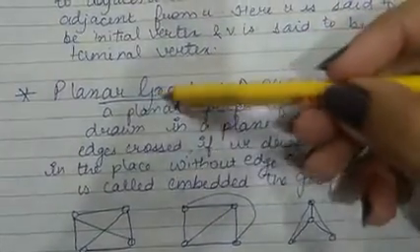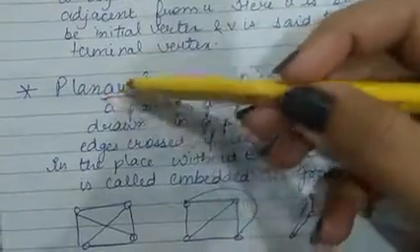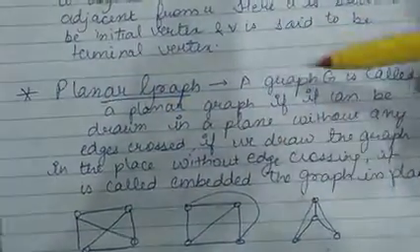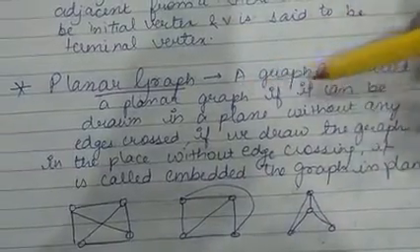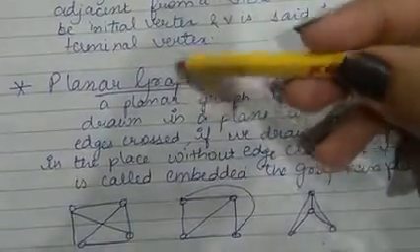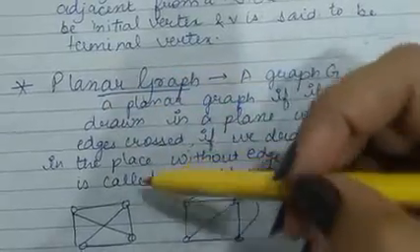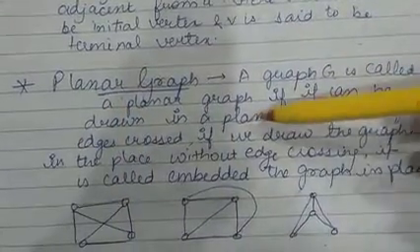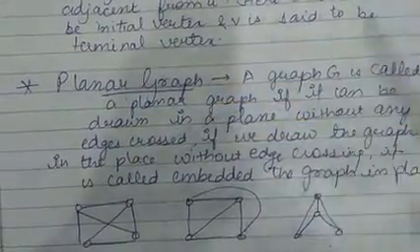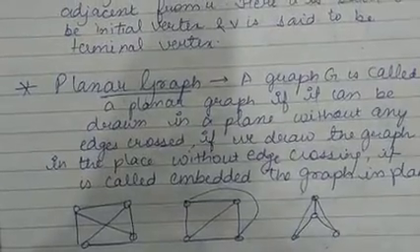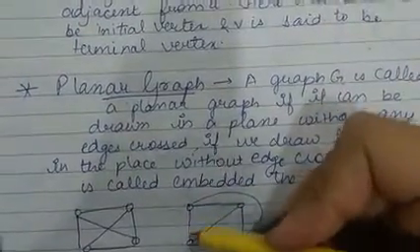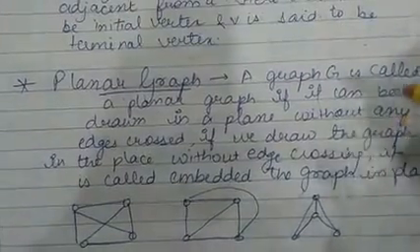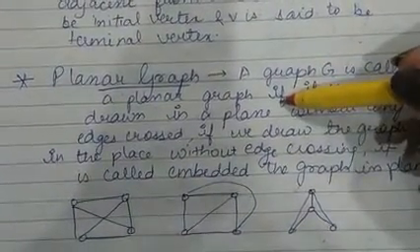So as the name suggests, a graph that is present in a plane or that can be drawn in a plane is known as a planar graph. A graph G is called a planar graph if it can be drawn in a plane. That means a graph which can be plotted on a plane, like suppose this is a plane, and if I am capable to draw a graph here, then this sort of graph is known as the planar graph without any edges crossed. That means there is no crossing of the edges. That means there is some proper path for each and every edge. So this sort of graph is known as the planar graph.